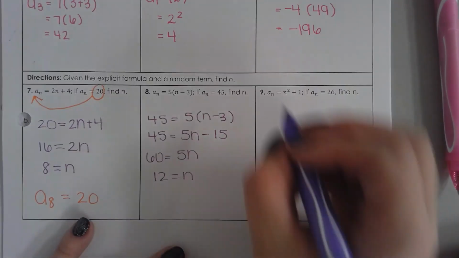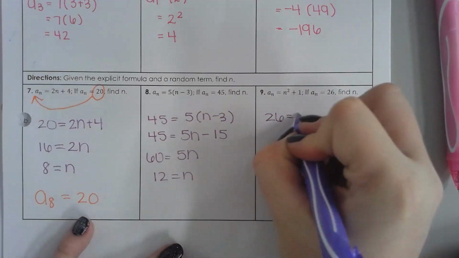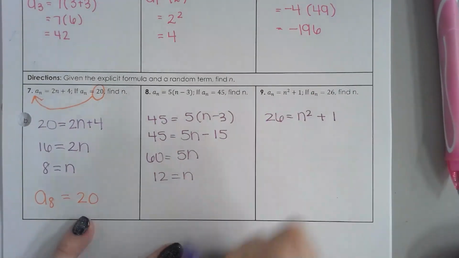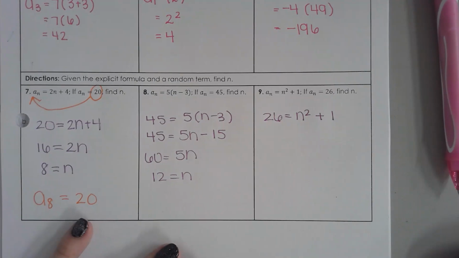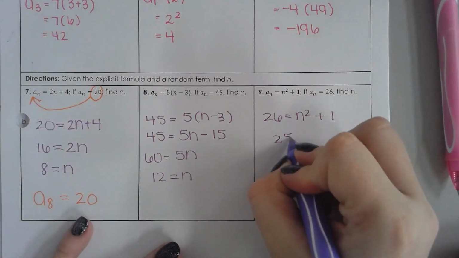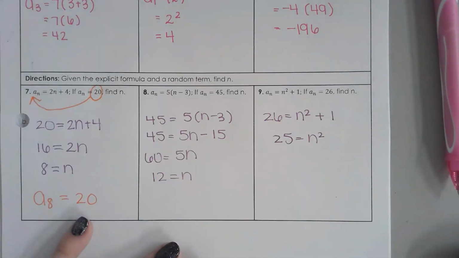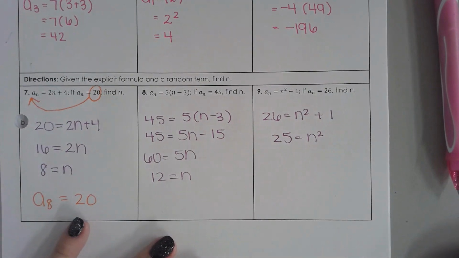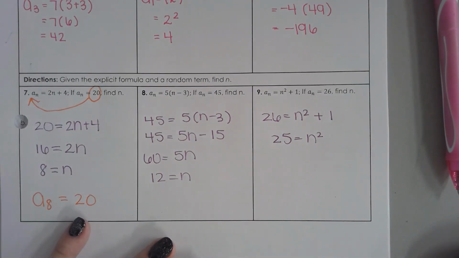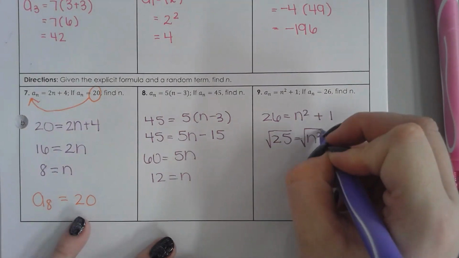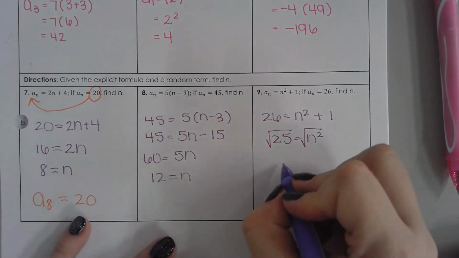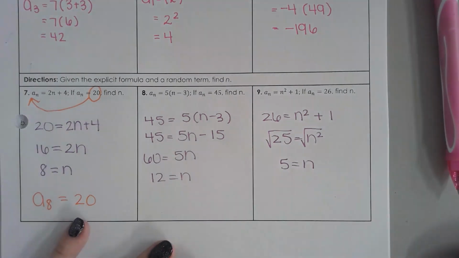And then 26 equals n squared plus 1. So you should have subtracted 1 to get 25 equals n squared. How do I get n? Square root. And what is the square root of 25? 5. So my 5th term is a 26.